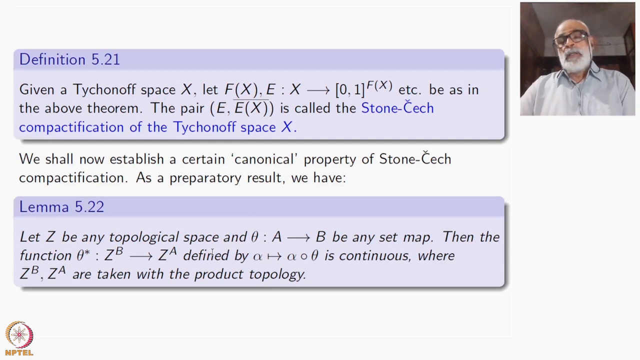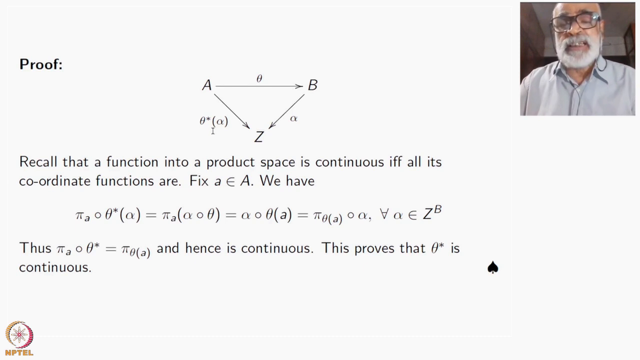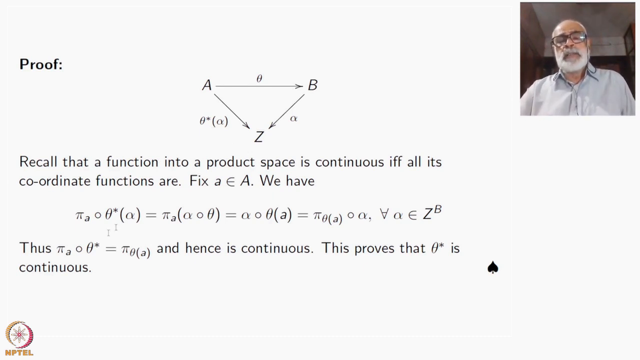This statement looks somewhat strange, but the proof is entirely one line, because to prove the continuity of a function into a product space, we have to check its continuity after composing with each coordinate function. That's all. So here is a diagrammatic representation of theta star. Theta is any function here; each function from B to Z, these are set theoretic functions, elements of Z^B. You compose this, then you go to theta star of alpha. This alpha going to theta star of alpha, the theta star is continuous, is what we want to show. For that, all that I have to do is, for each point a inside A, show that pi_a composed with theta star is continuous.